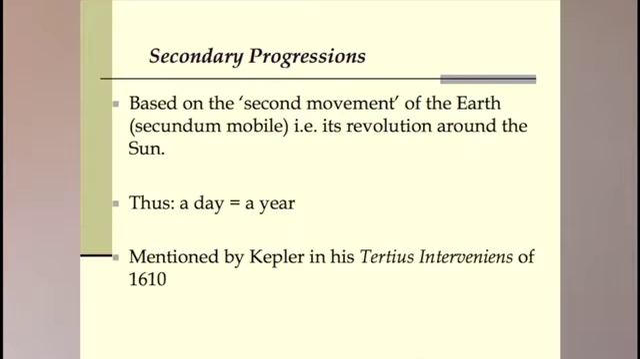So secondary progressions, as you see here in slide 4, are based on the second movement of the Earth, its revolution around the Sun. As I say, a day equals a year. And we know that this is a very old technique. The astrologer Johannes Kepler, for example, mentions it in his 1610 book.